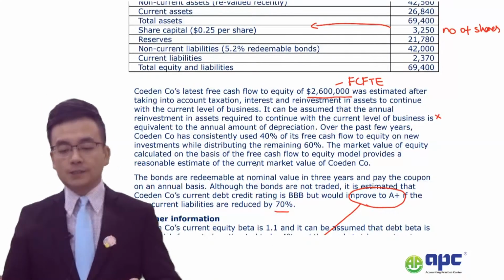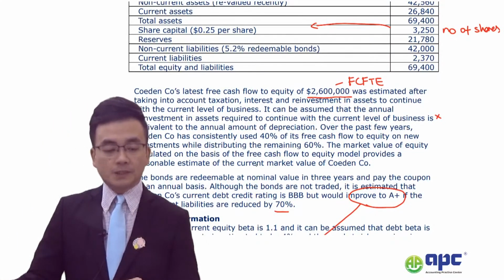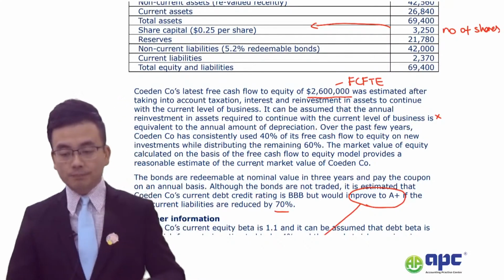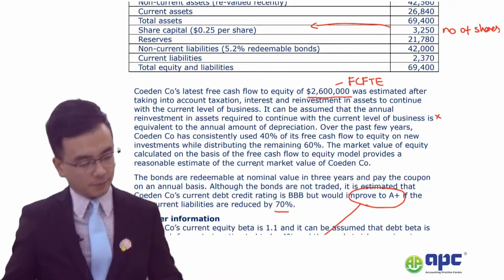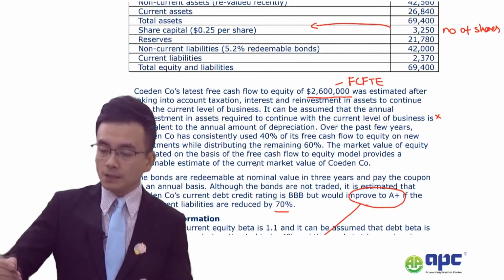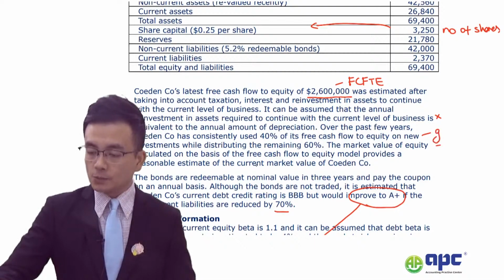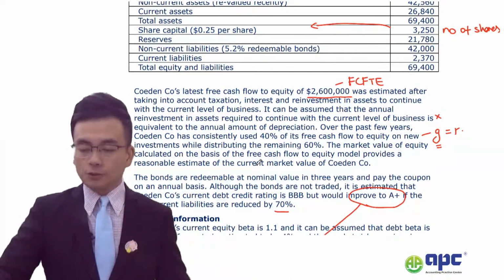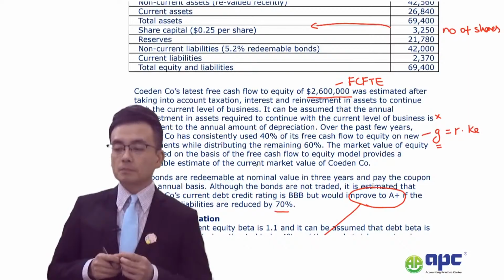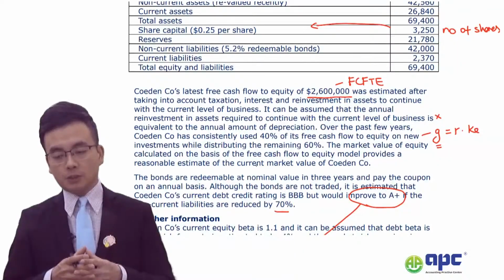Over the past few years, it used 40% of the free cash flows to equity on investment, while distributing the remaining 60%. Okay, so that means it will retain 40%, and we can compute the growth rate for that because we take the retention ratio times the cost of equity. Of course, this formula is given as the Gordon's growth model in your formula sheet.